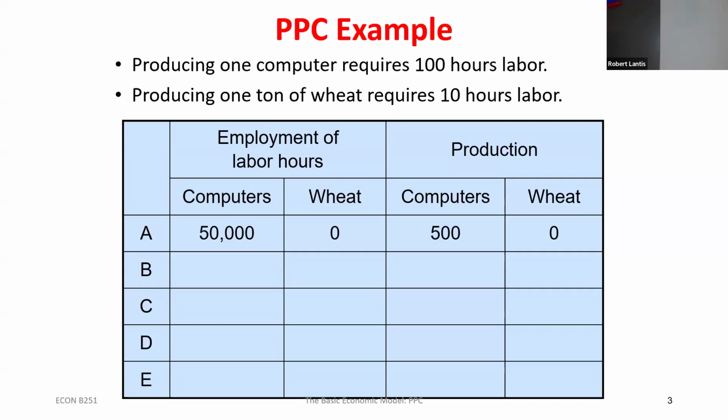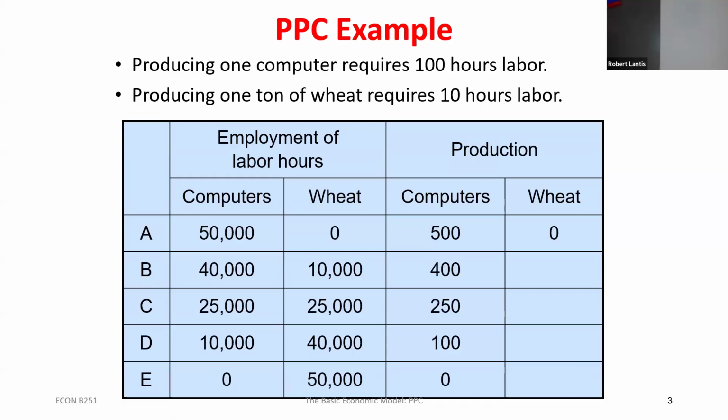Now, that's when I'm putting all of my labor hours towards computer production. I'm not getting any tons of wheat. Okay? Now, I can find some points in between, but right now we'll think about the other extreme point. If I put all 50,000 labor hours towards wheat production, and each ton of wheat costs me 10 labor hours, how many total tons of wheat can I get? 50,000 divided by 10, right? So if I'm using all of my resources now to produce wheat, take that total number of labor hours, divide it by how many labor hours it takes to get 1 ton of wheat. That would tell me how many total, right? So I would get 50,000 over 10, which is 5,000.